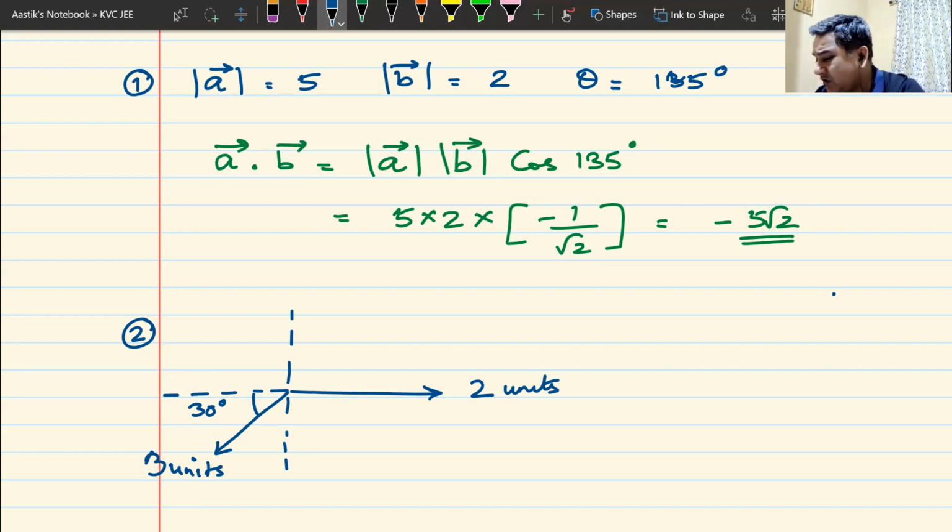Simple physics. This is not a question of physics. This is a question of maths. You must be knowing basic trigonometry. Just have to apply basic trigonometry and you should be able to get me the answer for this one.